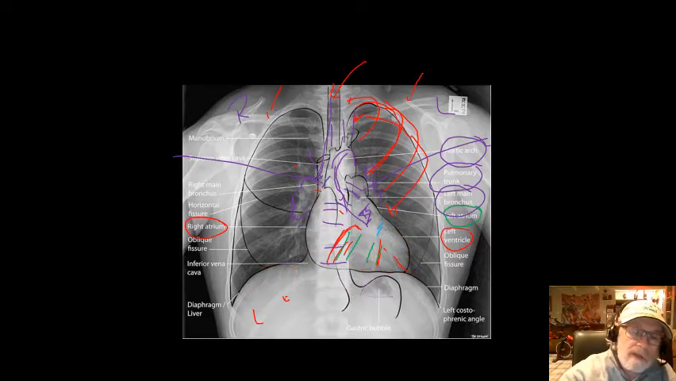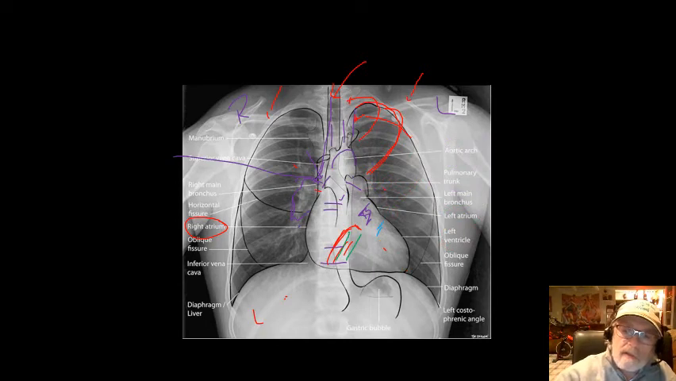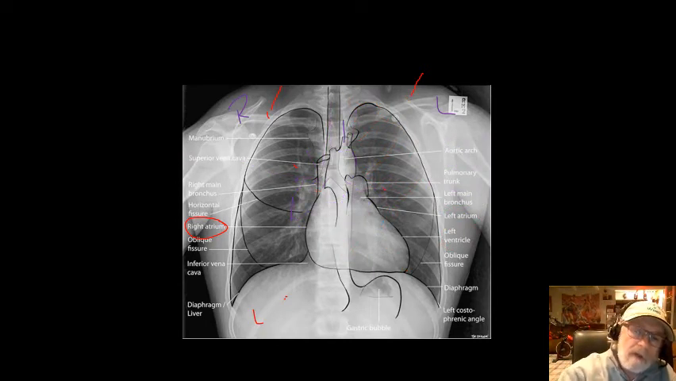Erase all that stuff so we can get it out of the way, so you can see how it looks without all my chicken scratches all over the place. And I'll try to point everything out again, just so you get an understanding of where everything is. So right here would be the right atrium. Down in here would be the right ventricle. Left ventricle will be sitting right here. Left atrium sits right there. The aortic arch right there.